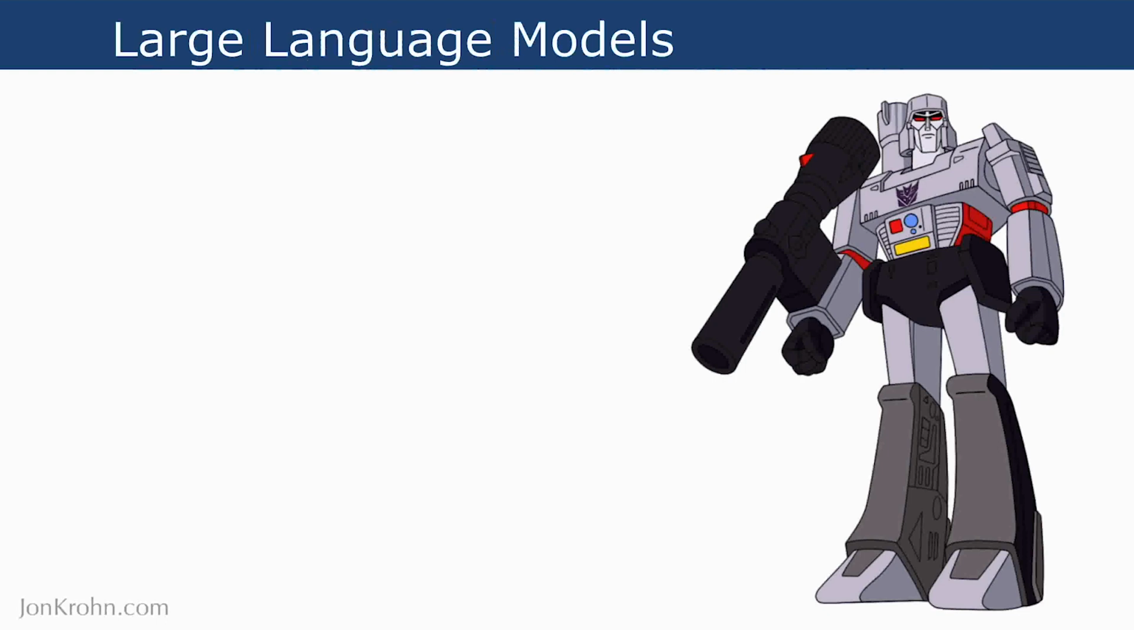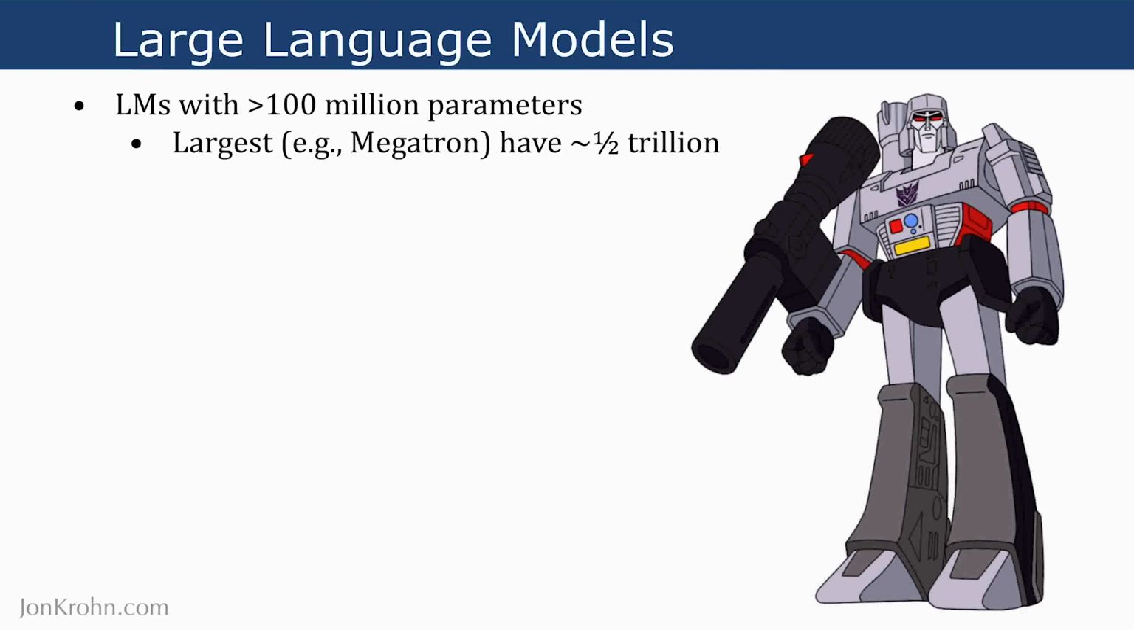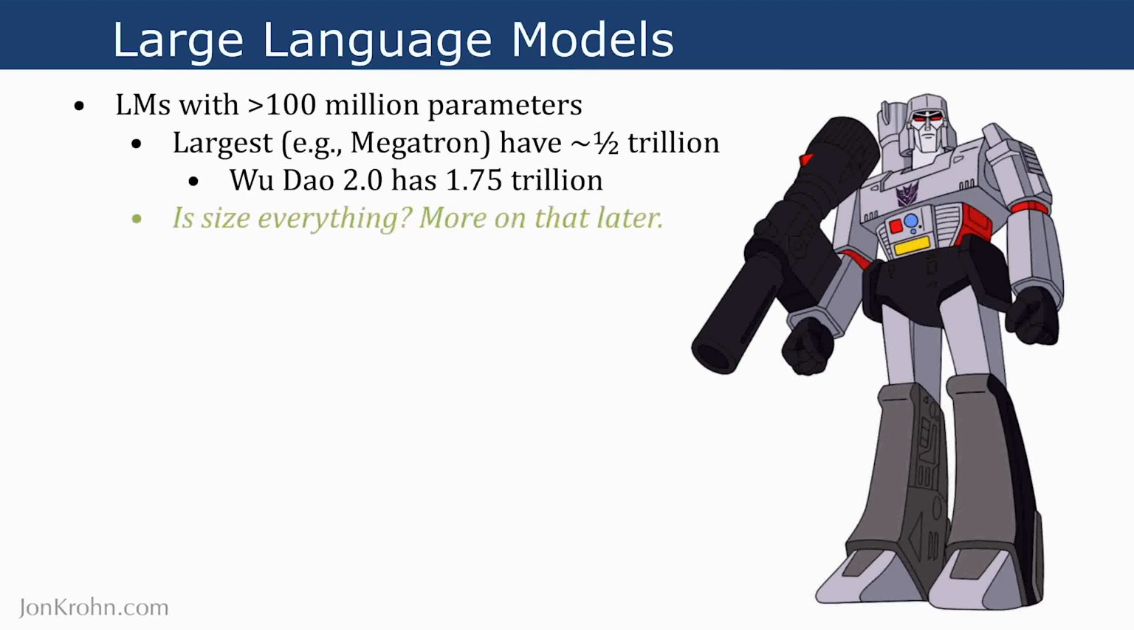So what makes a language model a large language model? Language models with greater than 100 million parameters is kind of the cutoff that we can use for large. 100 million today actually isn't even that big, because the largest English language models today are models like Megatron, illustrated here, and these have 500 billion model parameters. There's a Chinese model called Wudao 2.0 that has nearly 2 trillion parameters, and that's the largest model that I'm aware of today. Is size everything? No, it is not, and we're going to talk about that later in these slides.